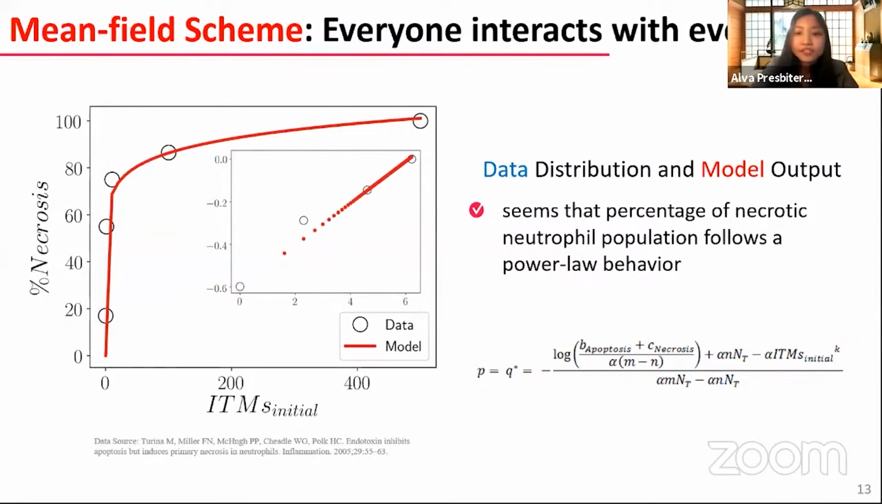Now, these parameters, so N here stands for the amount of ITMs a single apoptotic neutrophil could neutralize. M is the amount of ITMs a single necrotic neutrophil could neutralize. And sub T would be the total number of neutrophils in the body, that is 10 to the 11, that is so much. Alpha is the strength of the so-called global cost of the remaining ITMs.